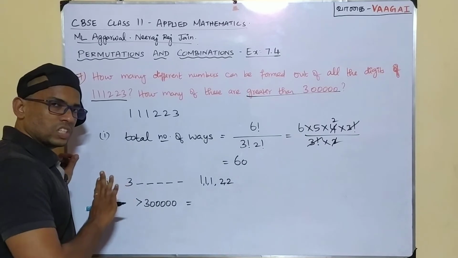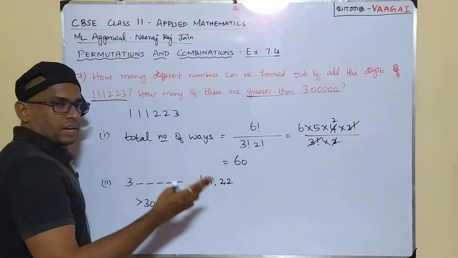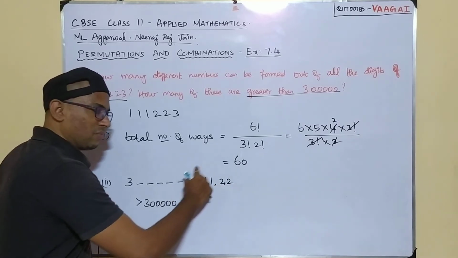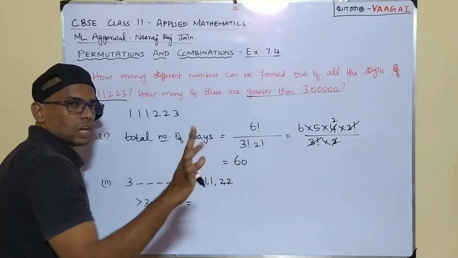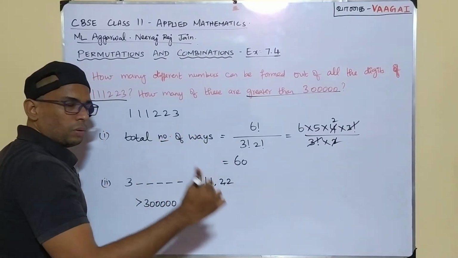Now the first slot is fixed. We can't touch this one. Now there are only 5 objects to be arranged. What are the other 5 digits? 1 1 1 2 2. It is enough if we just see the arrangements for these 5 digits alone. These 5 digits can be arranged here. In how many ways can we arrange them?